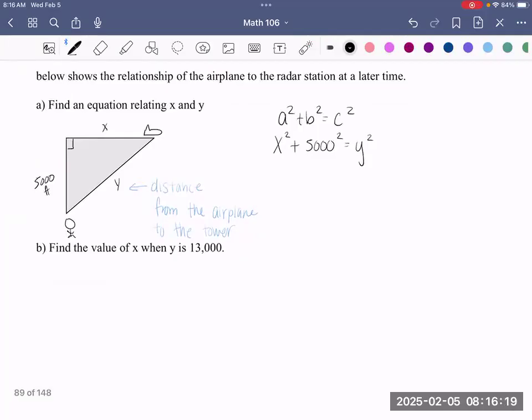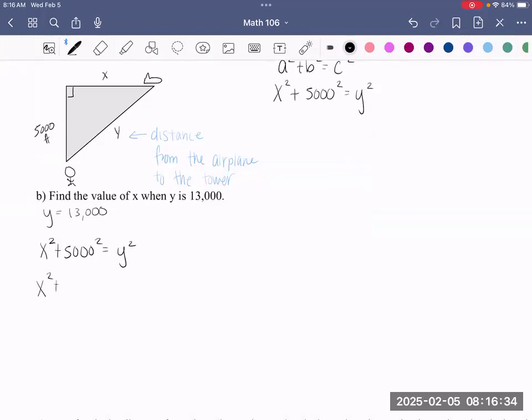Now, part B says find the value of x when y is 13,000 feet. So they tell us that y is equal to 13,000. So we need to figure out, well, what is x? Well, we do know that we have your equation here, and we know what y is. So we can go ahead and plug that in.